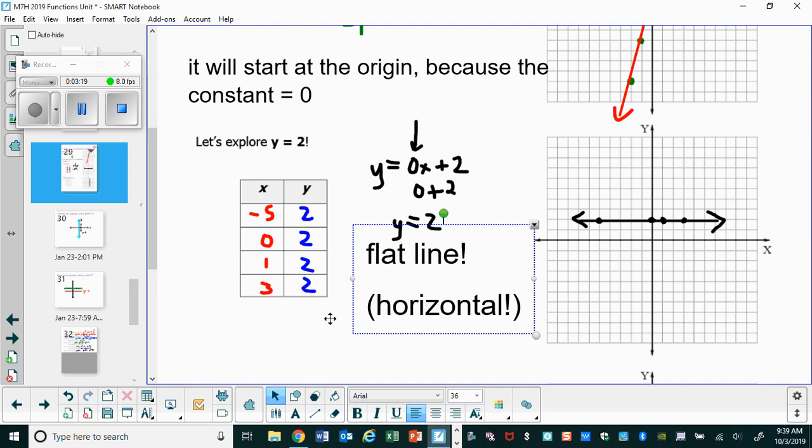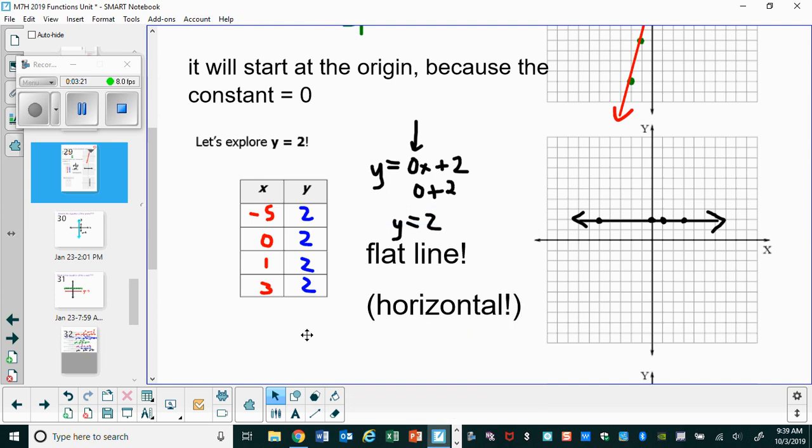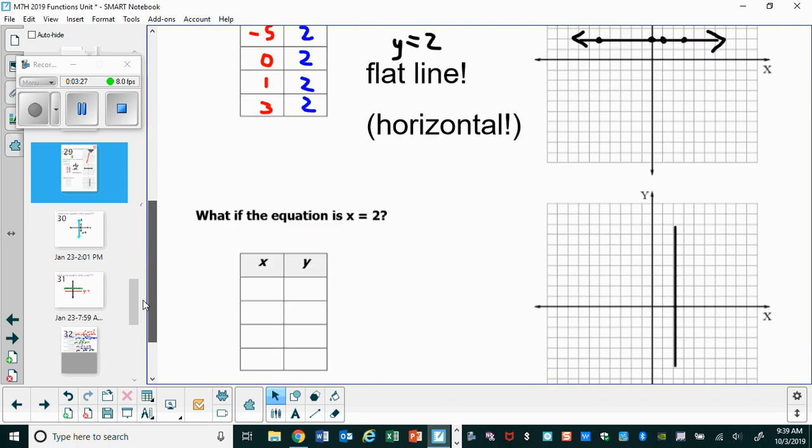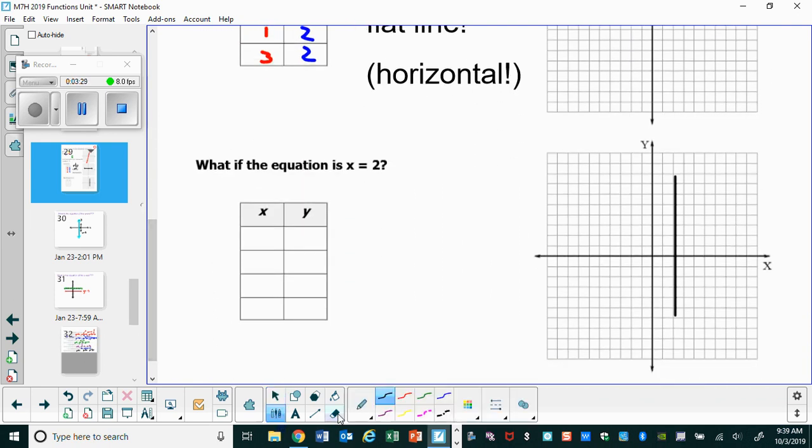Okay? Now, if we see that y equals 2 generates a bunch of 2s in the chart, what do you think the next problem is going to generate in the chart? You guessed correct, a bunch of 2s. So what this means is, y'all, no matter what, x is 2. Now, over here, it doesn't matter.